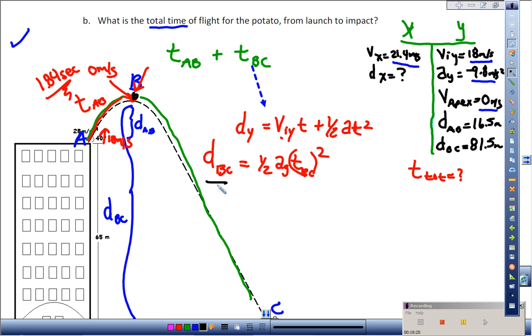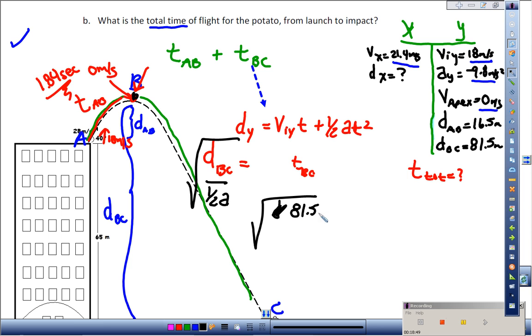To do that, I will divide both sides by 1/2 the acceleration, and then I will take the square root of both sides. So that now my equation looks like this. The time from B to C is equal to the square root of d over 1/2 a. Throwing in the stuff that I know, from point B, it looks like the total height above the ground, which is 81.5 meters, divided by 1/2 the acceleration due to gravity, which is a negative 9.8 meters per second squared, and half of that.